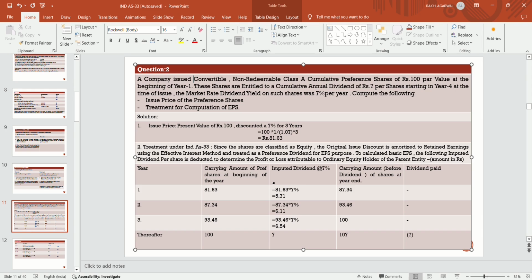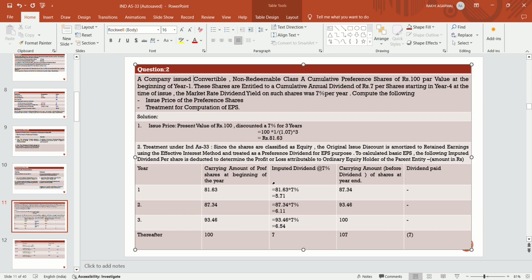They impute dividend at the rate of 7%. So 81.63 into 7% is 5.71. Carrying amount at the end of the year becomes 81.63 plus 5.71, so it becomes 87.34. Dividend is not paid in year 1. They had already said that they will pay dividend starting in year 4. So they issue shares at a discount instead of paying dividend.